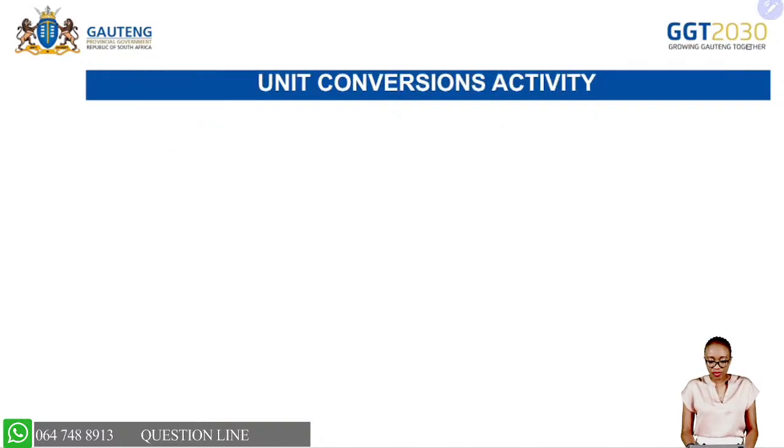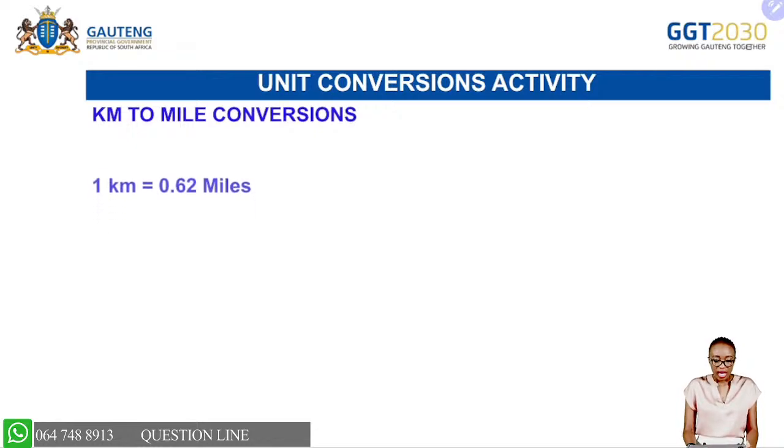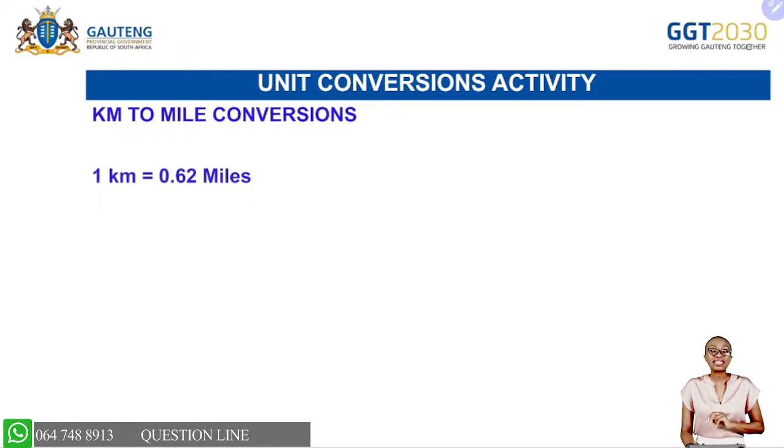Okay, now let's move on to unit conversions. This is a short activity. So now that we know what the different numbers look like, can we convert them? We're going to convert kilometers to miles. So we know that 1 kilometer is equal to 0.62 miles. Remember, the distance between us and the sun was recorded in kilometers and in miles. So let's do our own conversion.